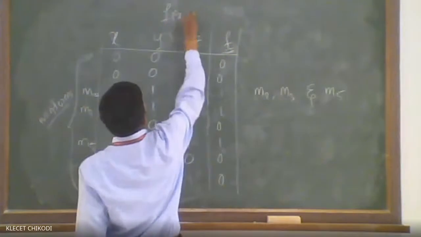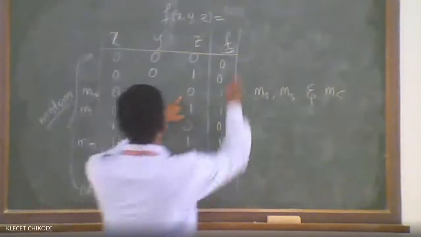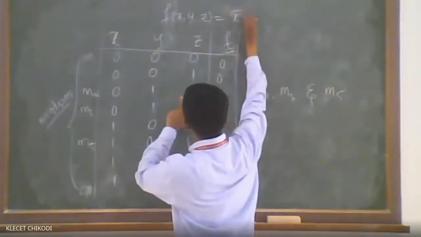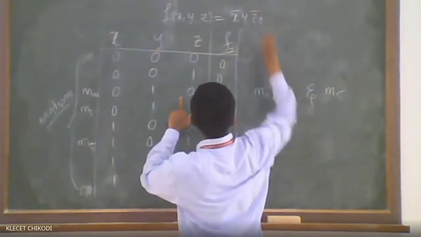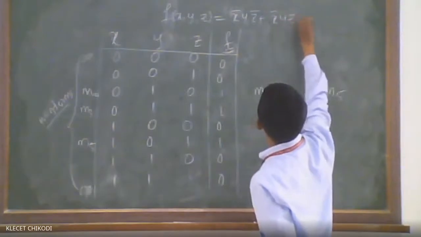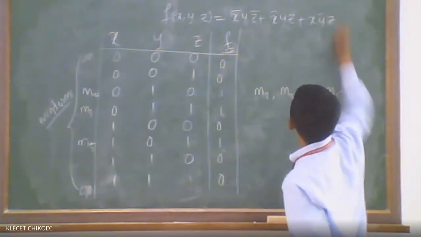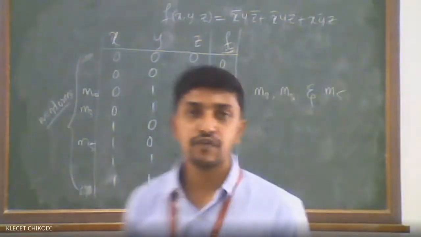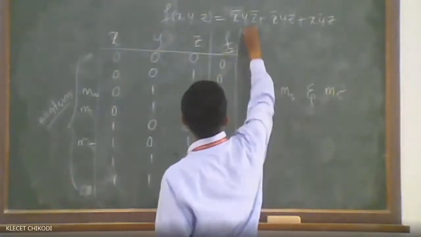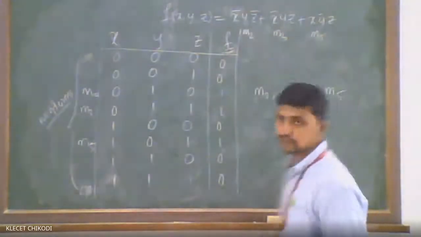Now the expression for this one will be f of x, y, z is equal to, for 0, 1, 0 it will be x bar, y, z bar. For 0, 1, 1 it will be x bar, y, z, and for 1, 0, 1 it will be x, y bar, z. So from the min terms, m2, m3 and m5, these are the min terms.